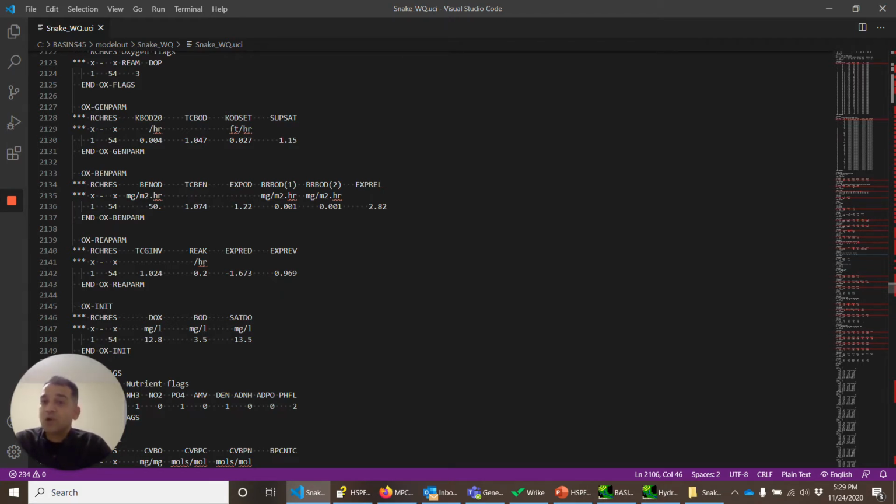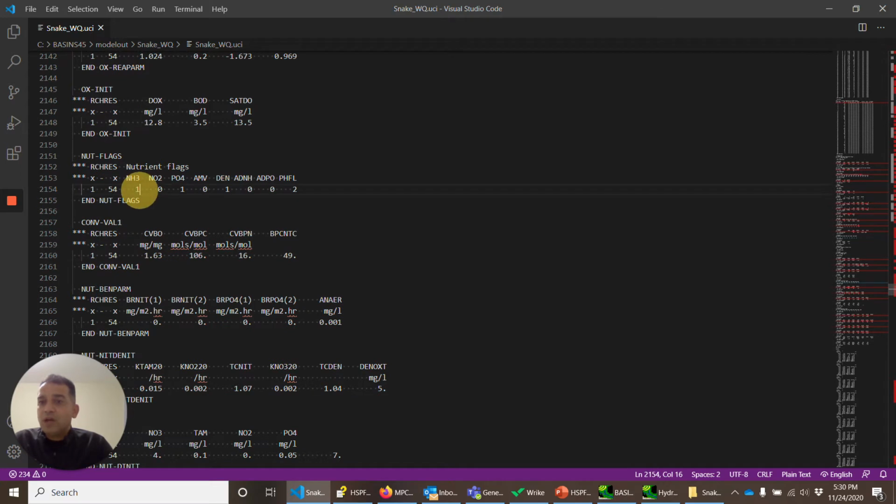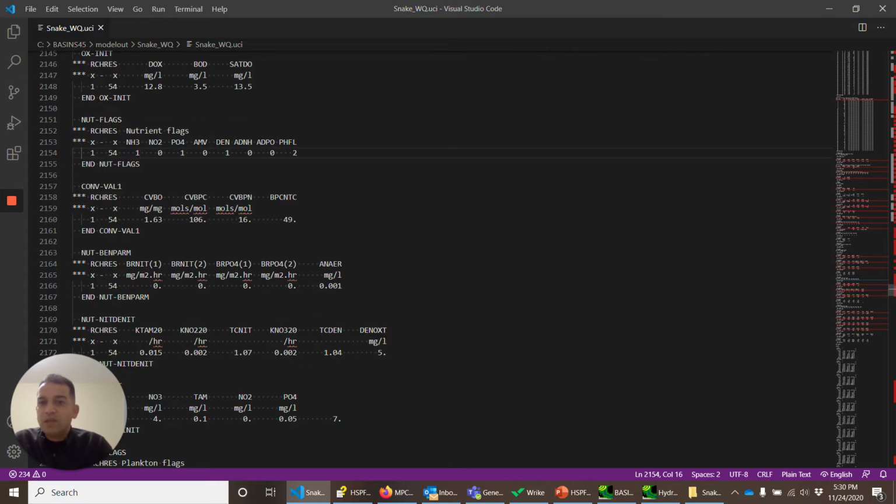In this case, all the reaches 1 through 54 have the same parameters, but in general, if you have reaches, lakes, upstream reaches, and small shallow reaches, you will have different parameterization for those. Initial values, nutrient flags: what will be simulated. Ammonia and nitrite will not be simulated, phosphorus will be simulated, and we'll have to look at these. Let me look at the nutrient flags quickly.